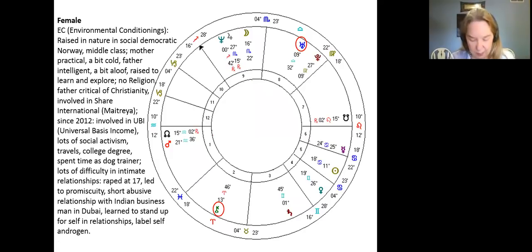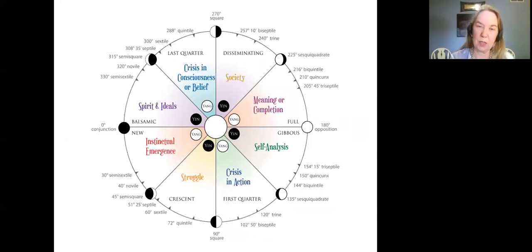I could just keep going and going, and we've got to keep going. Thank you for letting me speed up, as we tend to do. Disseminating phase, another yin phase, 225 to 270. This phase is called society, and sometimes people wonder how that turns out to be society. Shouldn't that be 270 to 300, which is Capricorn?